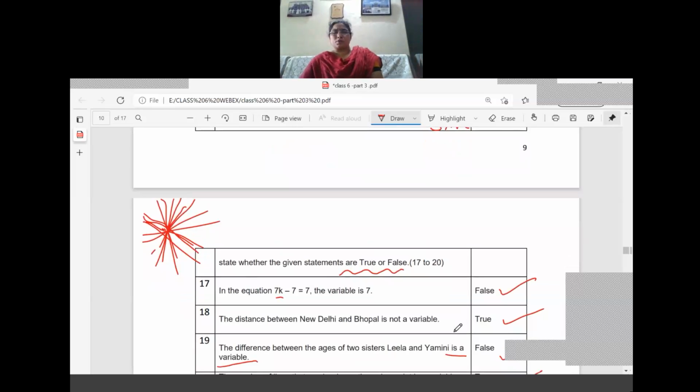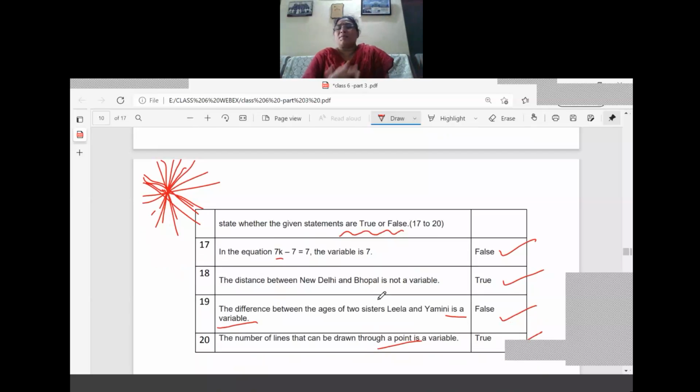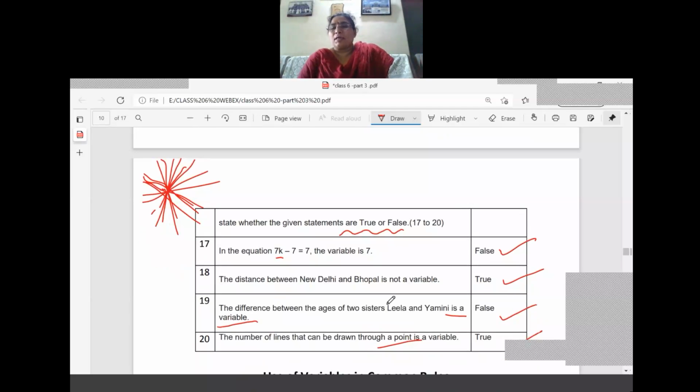State whether true or false only. So in the equation 7k minus 7 equal to 7, the variable is 7. What is the variable actually? Variable is k. That is why it is false, right? The distance between New Delhi and Bhopal is not a variable. When you are calculating the distance between two places, it will be a number. So it's not a variable.